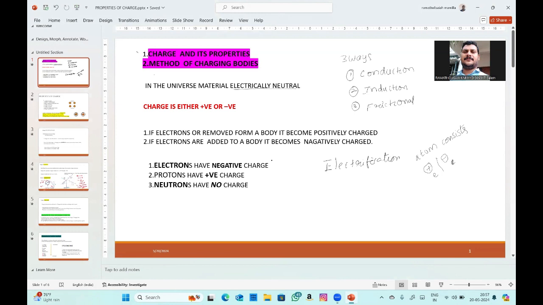Now, if we see, from any body, if you remove the electrons, it becomes positively charged, meaning positive charges become more. For example, this is one atom having an equal number of electrons and protons. Initially, it is electrically neutral. So if this electron is removed, the number of positives is more. So it behaves like a positive charge.